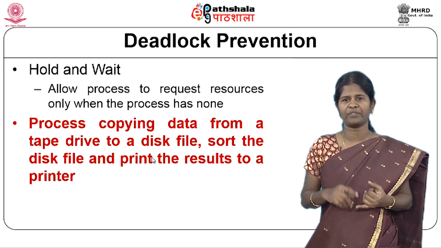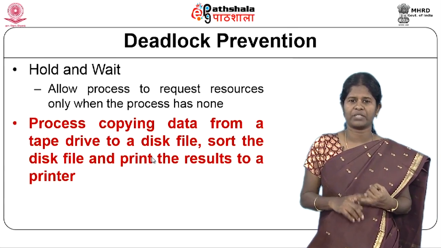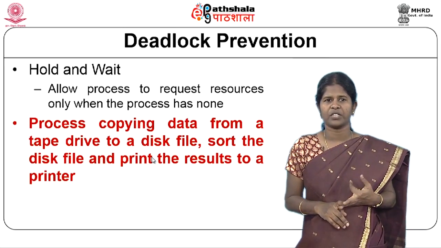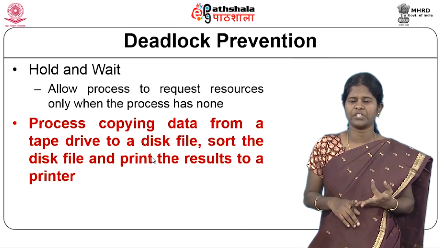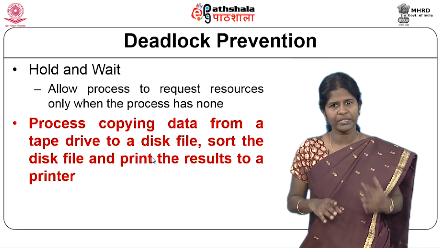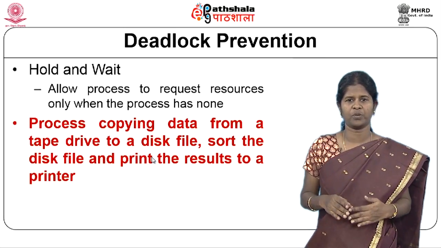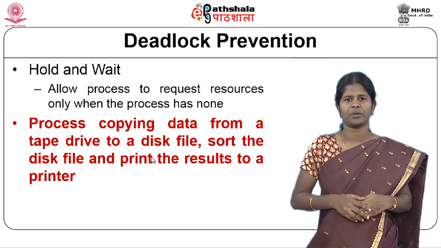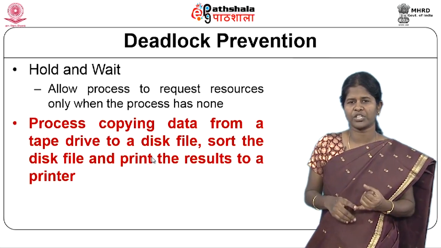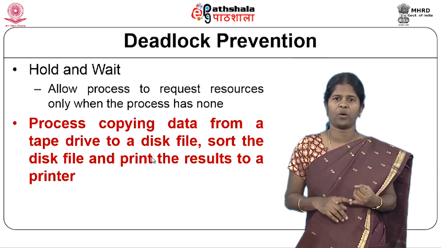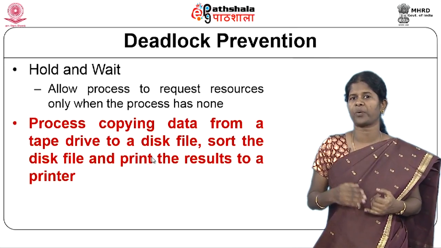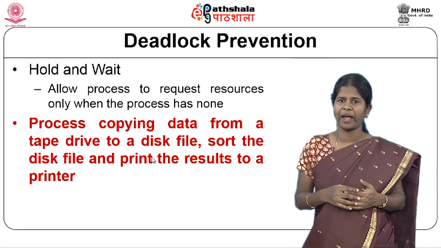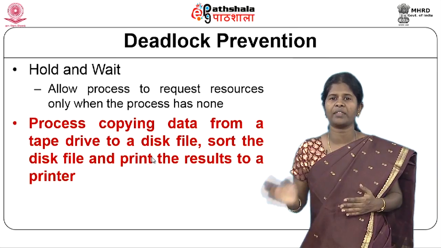It needs to have the tape drive, it needs to have the disk, it needs to have the printer. So, the resources are tape drive, disk and printer. All the three resources should be used by this process. Now, the first solution to not having a hold and wait is that it needs to acquire all the three resources beforehand before it starts with any other execution.